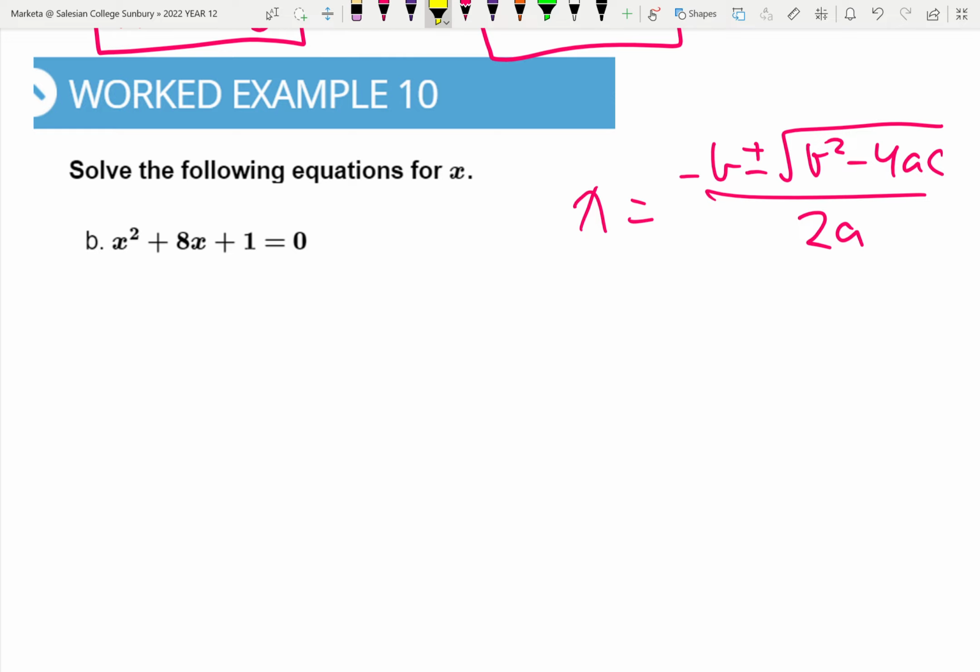So what I like to do first is just check the discriminant, because if the discriminant is negative, well, that means we're going to have no solution. So then it's a waste of time to proceed with trying to solve it. There are no solutions. So let's check.